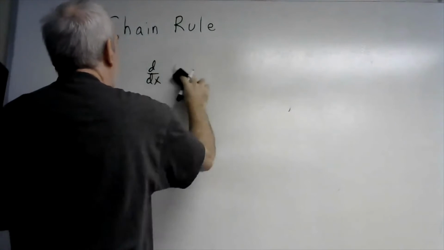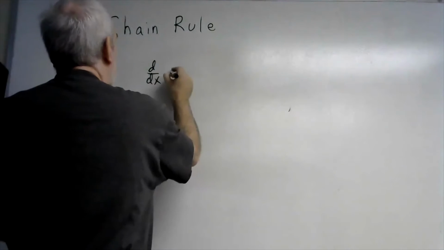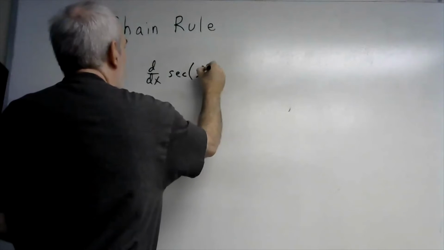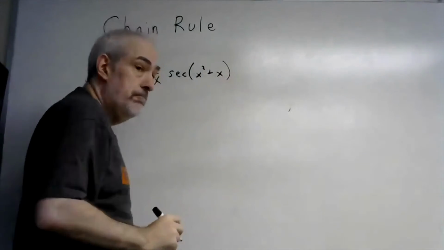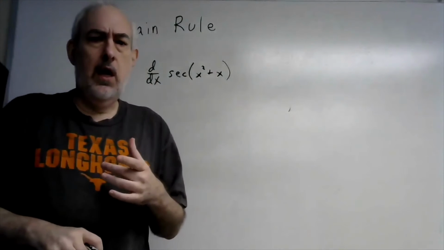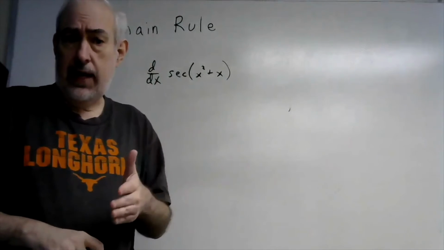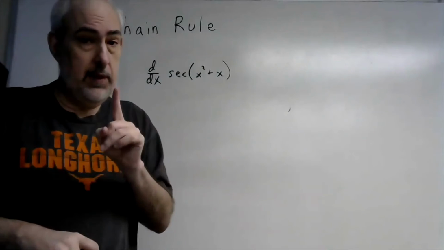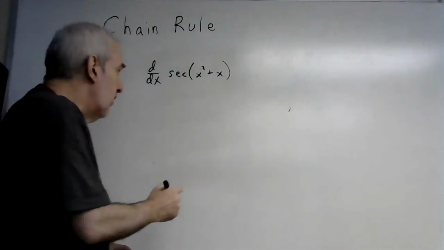Oh, I know a better one. Let's do the derivative of secant of x squared plus x. I chose this one because the derivative of secant is secant x tangent x, and that formula has two x's in it, so you have to be a little bit careful when you're doing this derivative.